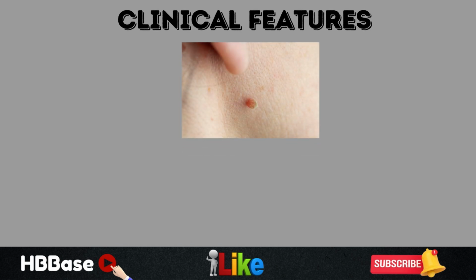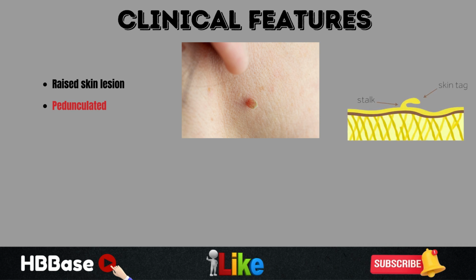Now let's talk about the clinical features of skin tags. So here is one skin tag. If we were to actually look at it, it is a raised skin lesion that is rounded in appearance. It is pedunculated. Pedunculated meaning that there is a small stalk that connects this large mass of fibrous tissue to the underlying skin. It is soft.